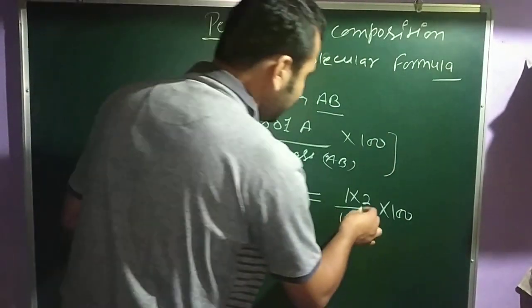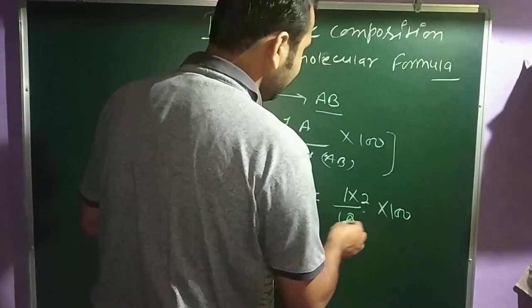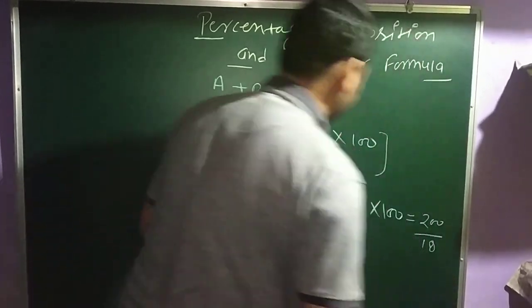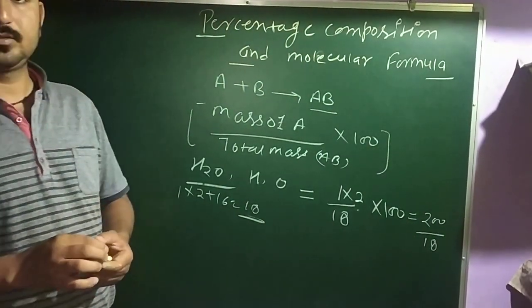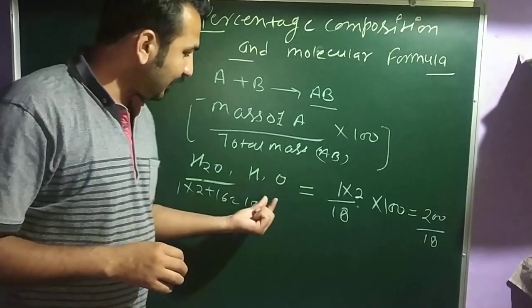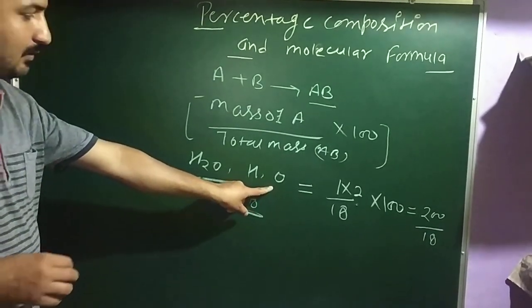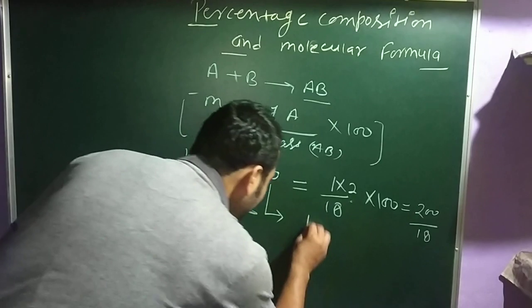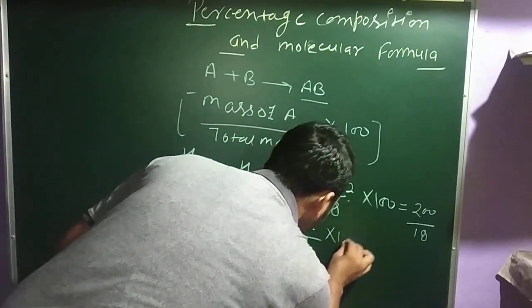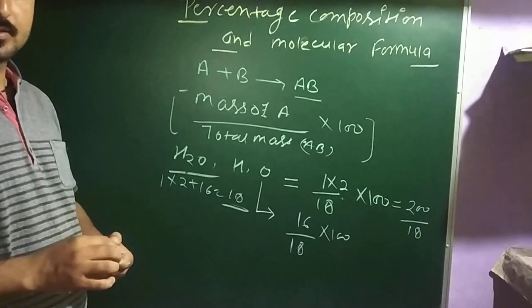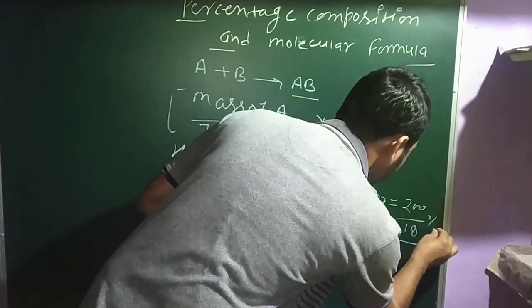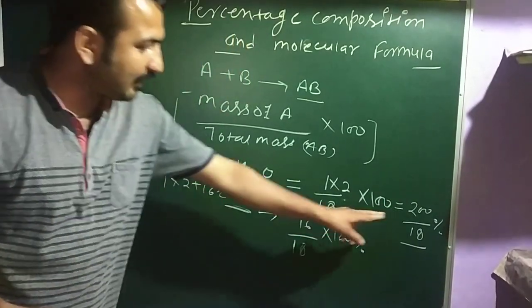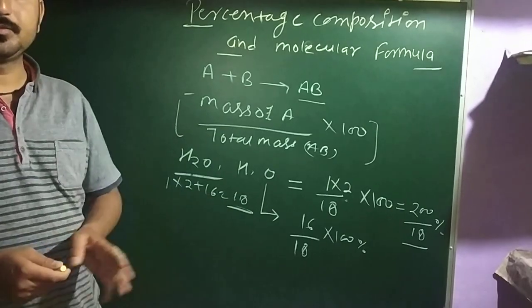Clear? So solve it. You have 2 upon 18, you can write in this manner 200 upon 18. Clear? And the second thing, you have the mass percentage of oxygen. We are calculating oxygen. It has only one atom. So you have 16 upon 18 into 100. Clear? So this is the mass percentage, because now it comes in percentage. So this is the mass percentage of H and O in H2O.